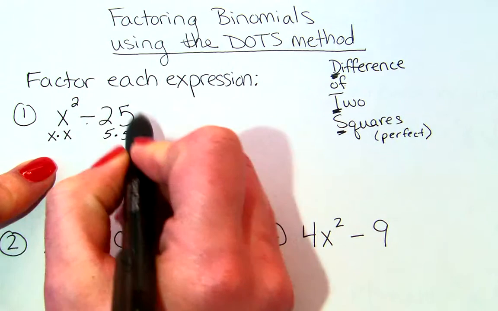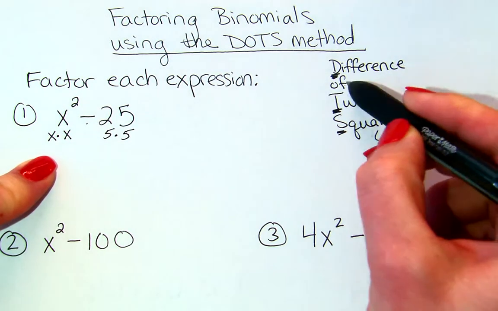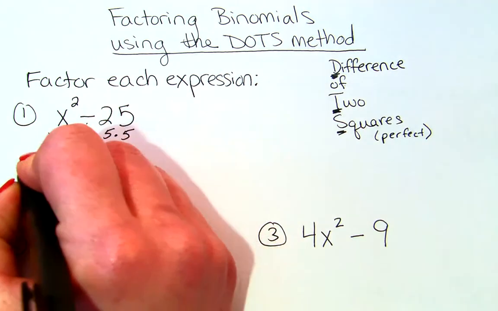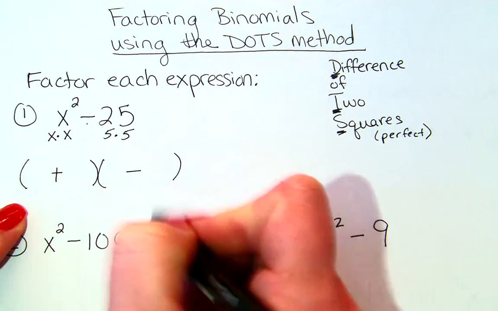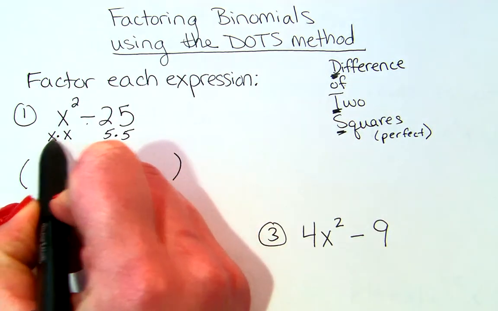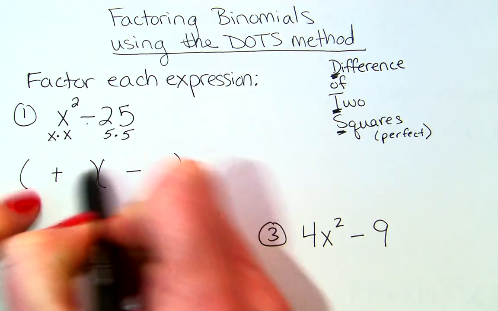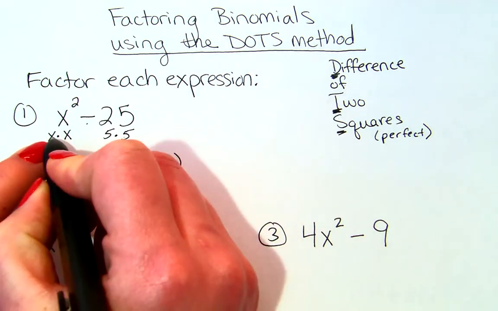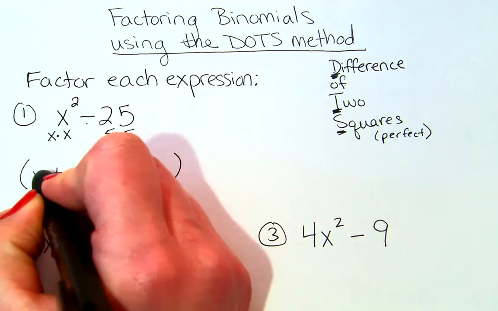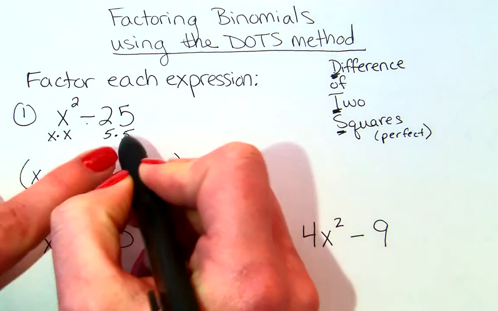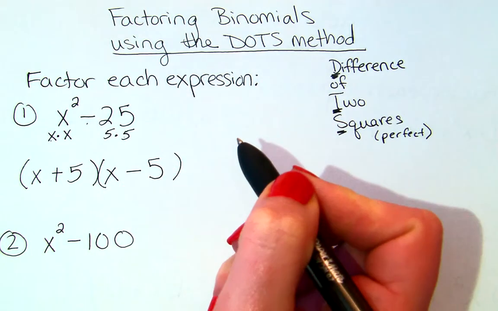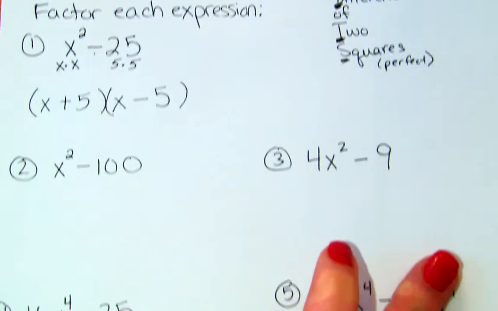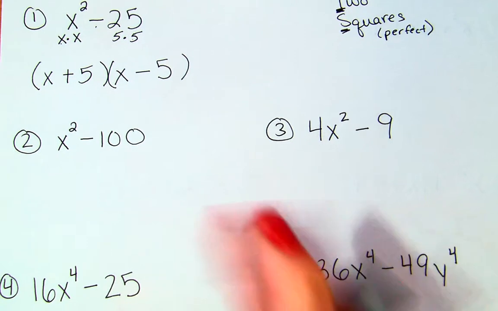So since we satisfy all of the requirements for the difference of two perfect squares, we can set up two sets of parentheses. One gets a plus, one gets a minus, and then I take one of each of these factors and place them in the parentheses. So x came first, so x in the front for each, and then 5 in the back for each, and we are factored. Okay, so let's take a look at example number 2 and 3.